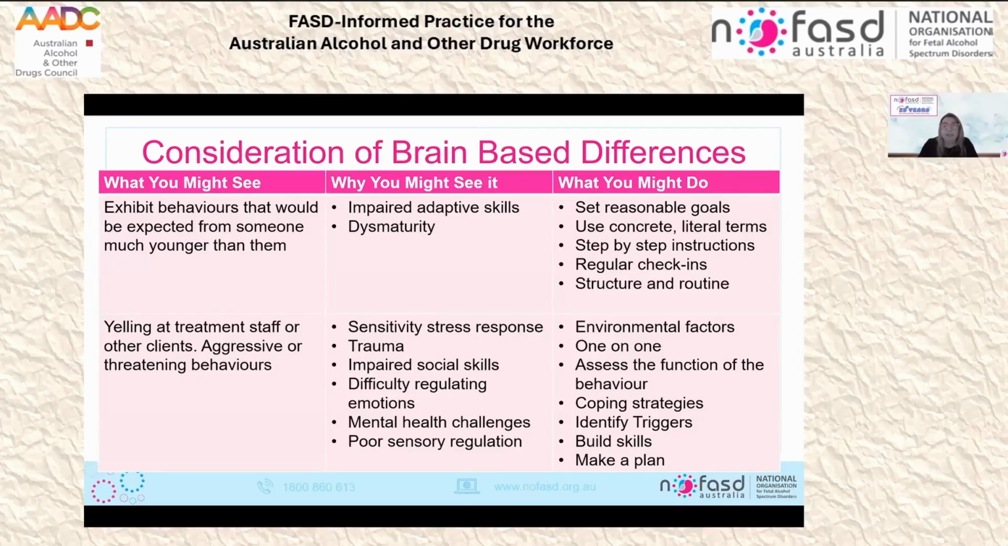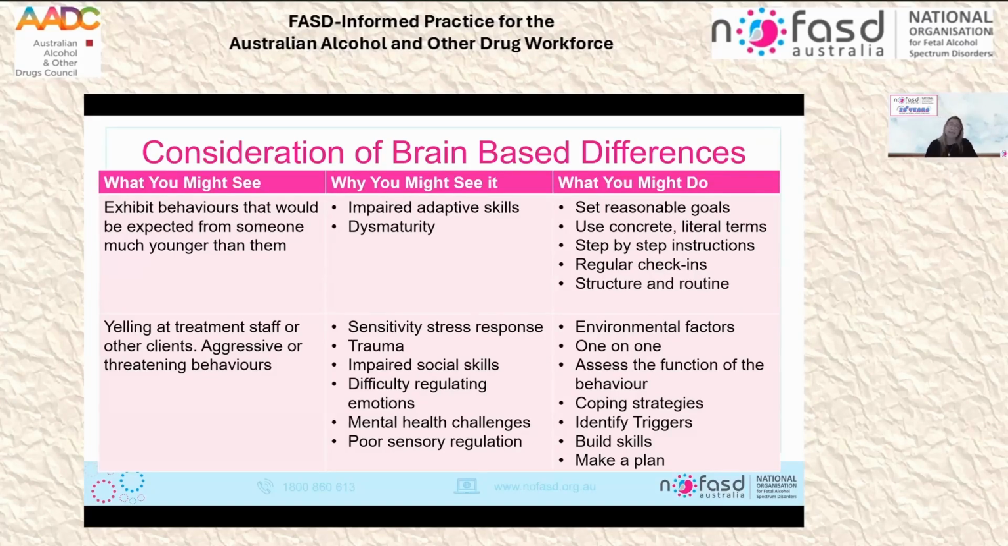Also providing a daily structure and routine can really help consolidate and help the individual learn those skills. The last one we're going to look at is yelling at treatment staff and or other clients, aggressive or threatening behaviours. So you might be in a group session and all of a sudden they start yelling at others and storm out of the room without explanation.